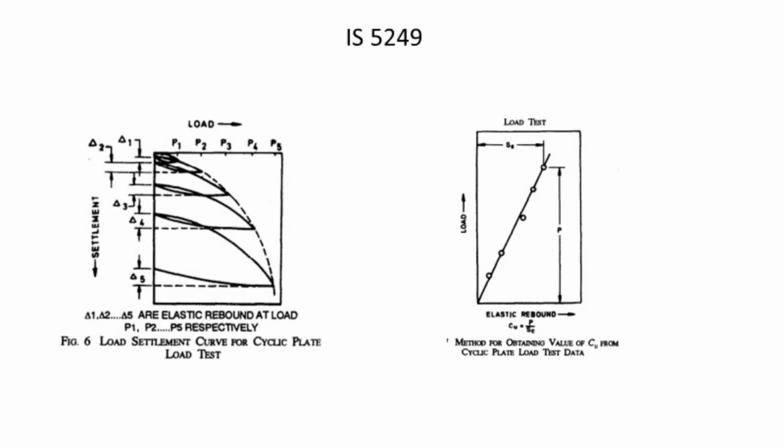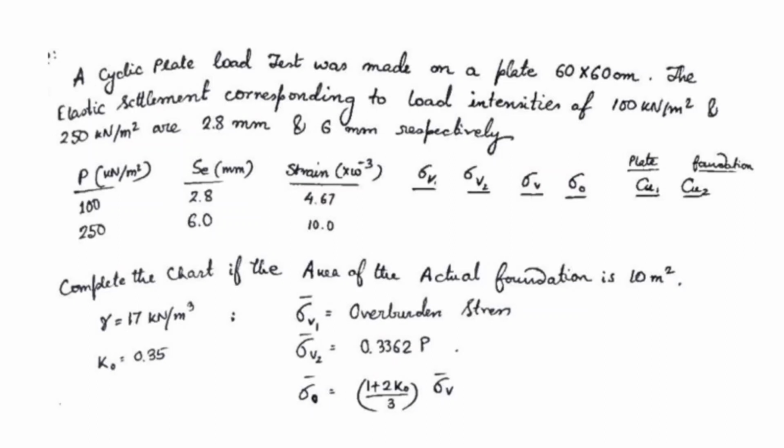In this problem, we are going to find out sigma V1, that is effective overburden pressure, sigma V2, that is increase in vertical pressure due to weight of the block, total pressure sigma V, which is sigma V1 plus sigma V2, mean effective confining pressure sigma naught 1, the Cu1, that is coefficient of elastic uniform compression of a plate from cyclic plate load test, Cu2, that is coefficient of elastic uniform compression of foundation.